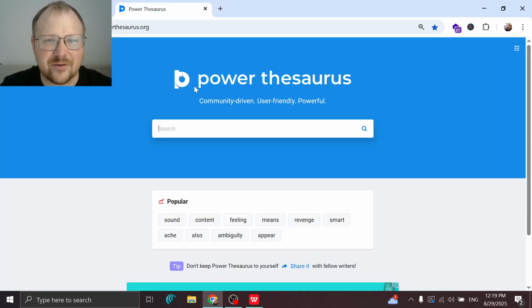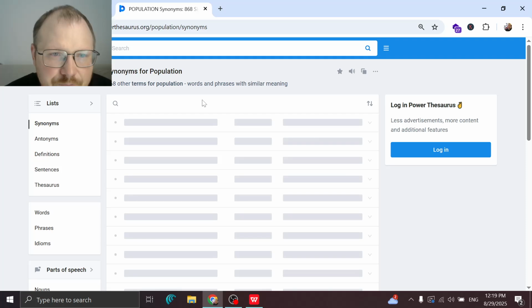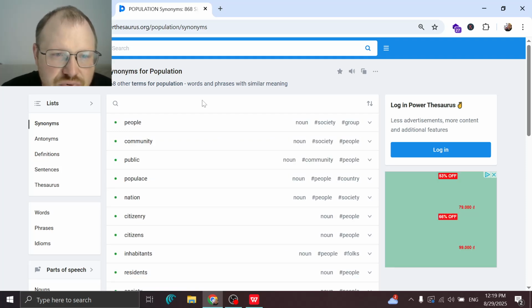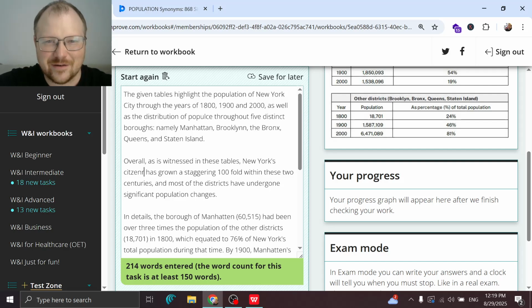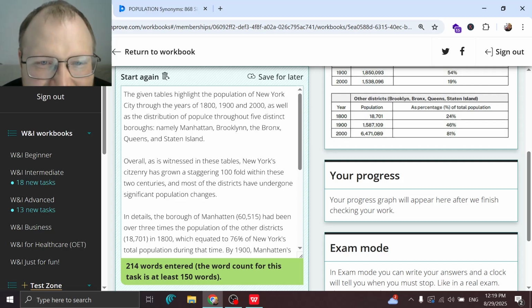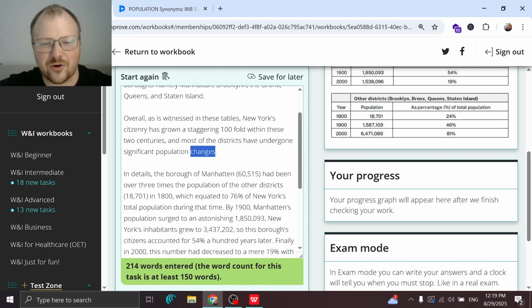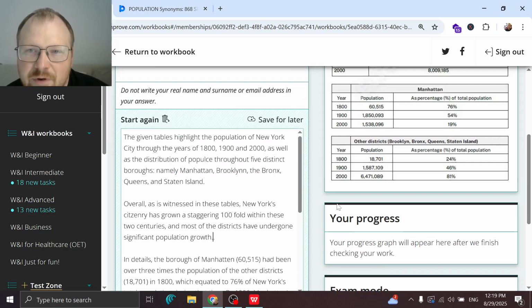Okay, we want to say another word than people. Population. Let's say citizenry. Ooh. New York's citizenry has grown a staggering 100-fold within these 2 centuries, and most of the districts have undergone significant population changes. Let's say growth, which is true.